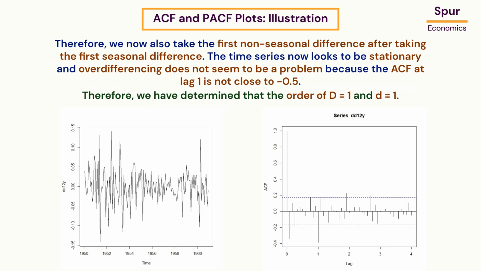Therefore, we now also take the first non-seasonal difference after taking the first seasonal difference. The time series now looks to be stationary and overdifferencing does not seem to be a problem because the ACF at lag 1 is not close to -0.5. Therefore, we have determined that the order of capital D is 1 and D is 1.